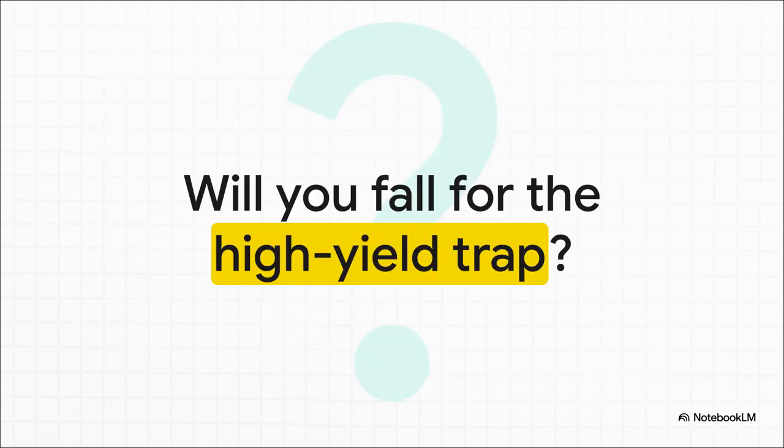So, I want to leave you with this one final provocative question. When you finally sit down for your exam, will you fall for the high-yield trap? I highly doubt it. By now, you've got that unbreakable connection between bond ratings, default risk, and required return completely hardwired into your brain. You know that AAA means safe but lower yield, and BB means junk, high risk, and high yield. Keep that structured relationship front and center, and you are 100% prepared to conquer this topic.